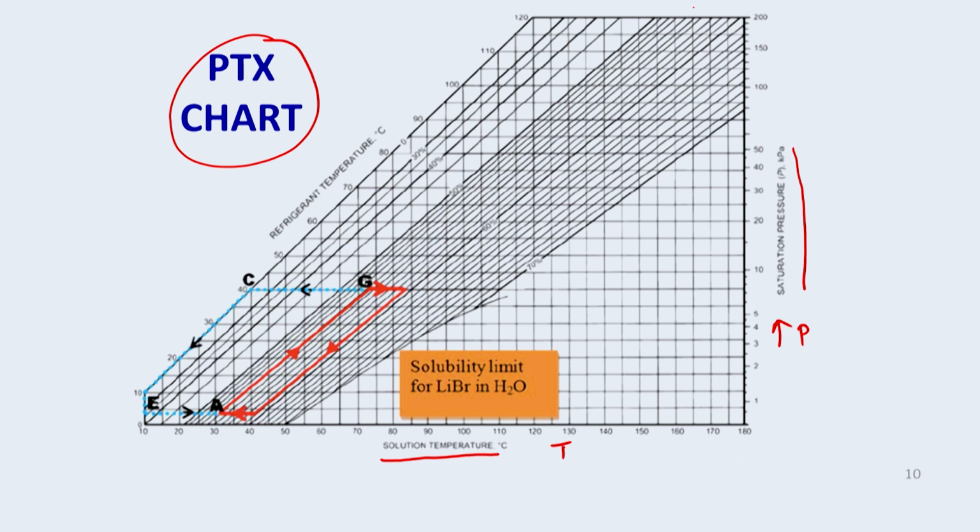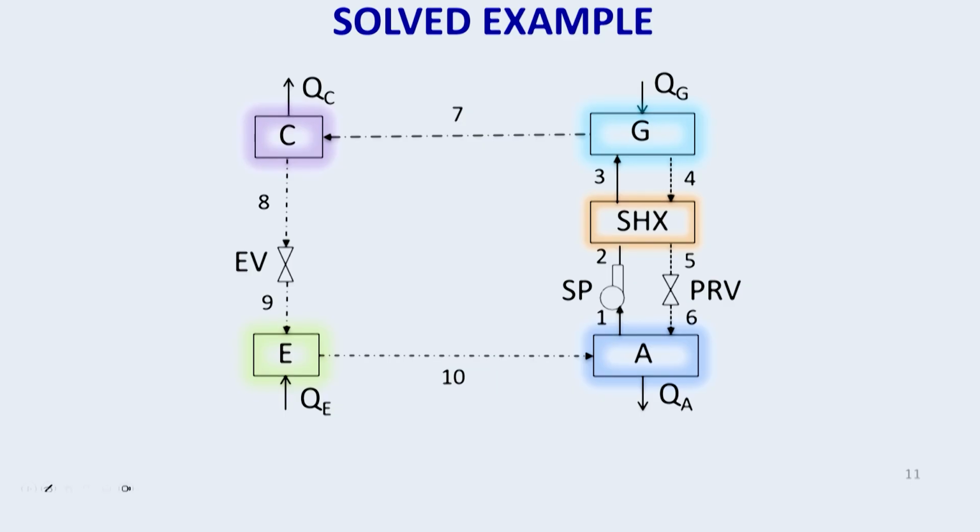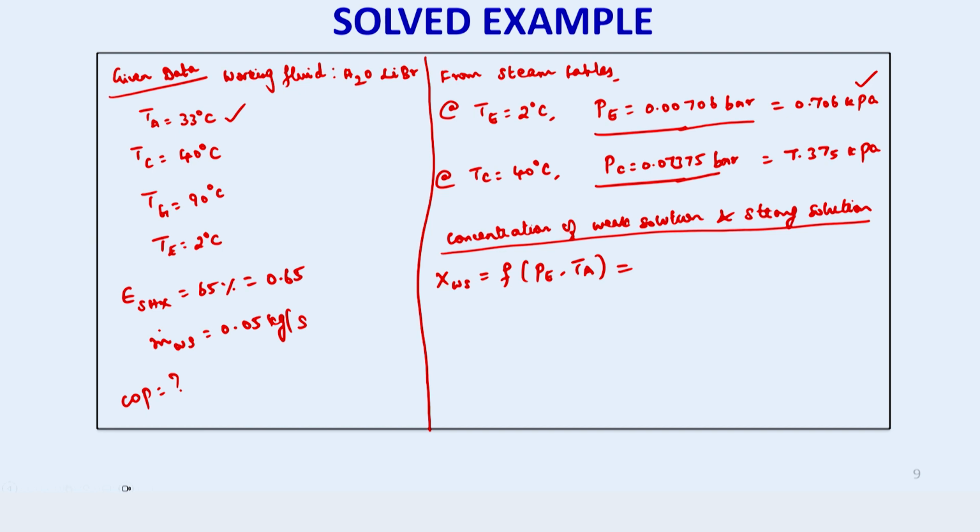The pressure is given here in kilopascal. That's why I have converted the pressure taken from the steam table, which is in bar, into kilopascal. So this is in kilopascal. So at PE equal to 0.706 kilopascal and temperature of absorber TA equal to 33 degrees centigrade.